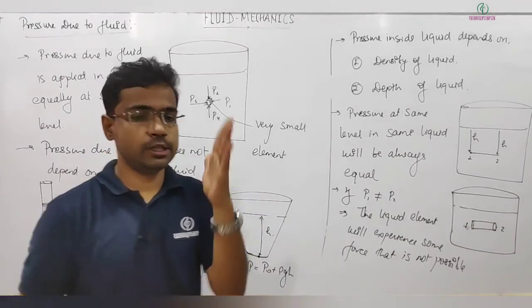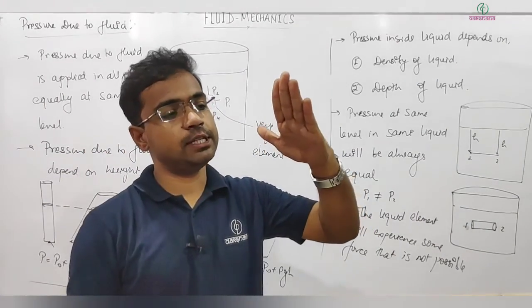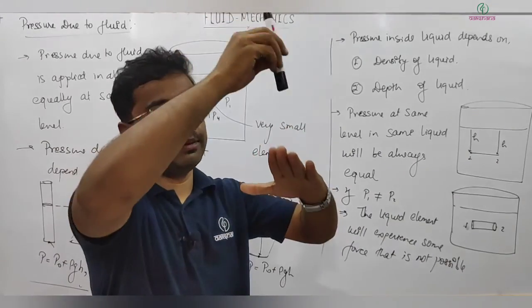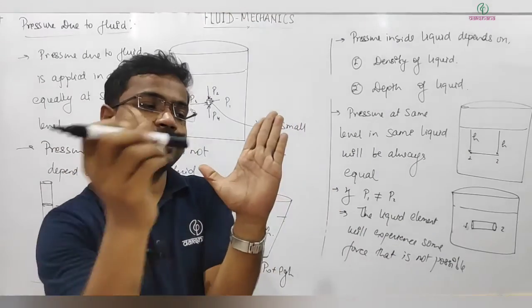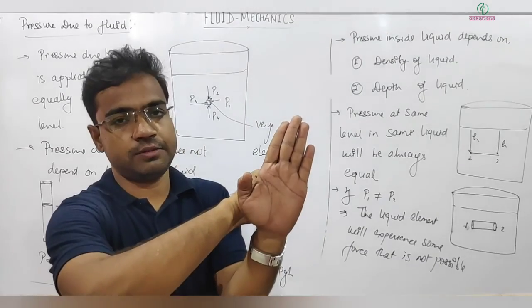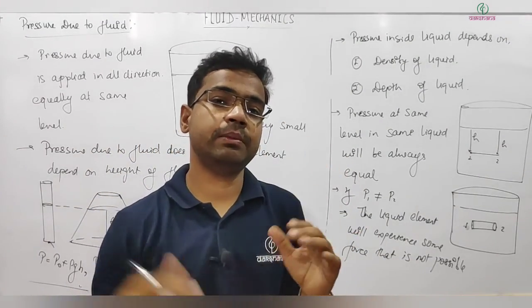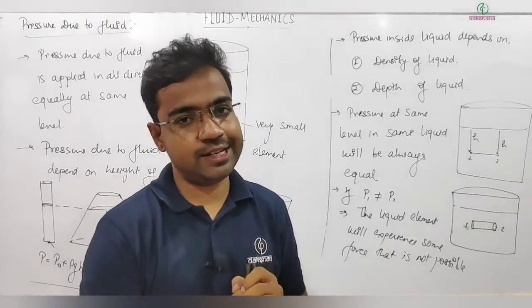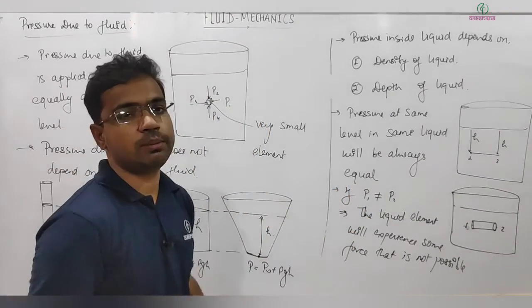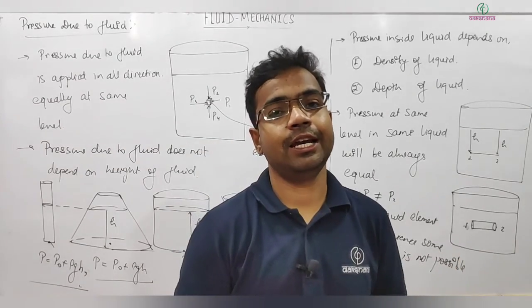Depending on the surface you are placing, if you are placing the surface in this orientation, pressure will be acting this way. If you are changing the orientation, pressure will be acting this way. So changing the orientation of the surface, always pressure will be acting normal to every surface. So these are few points about the pressure inside a fluid.